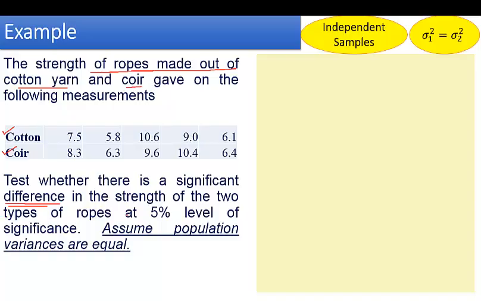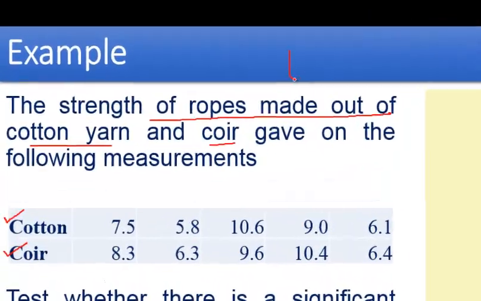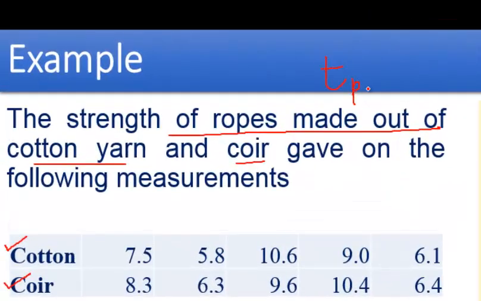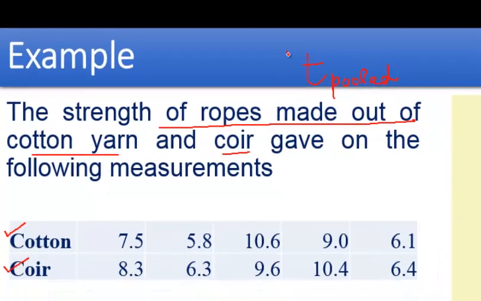So we are to compare here two broader groups. One is cotton, one is coir. So we will compare their strength, whether there is significant difference among the two groups, at 5% level of significance, so alpha is also given. And the last statement, assume population variances are equal. So this question is all about independent samples and population variances being equal. So definitely we will use the pooled T test here. Why pooled? Since the population variances are equal and the samples are independent. So the pooled T test is the right approach here.